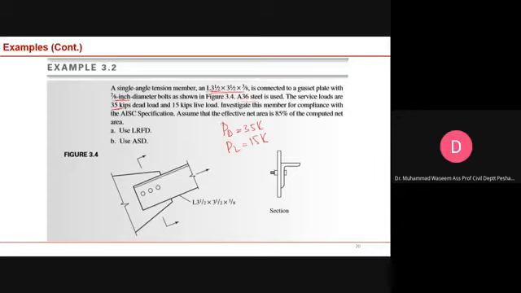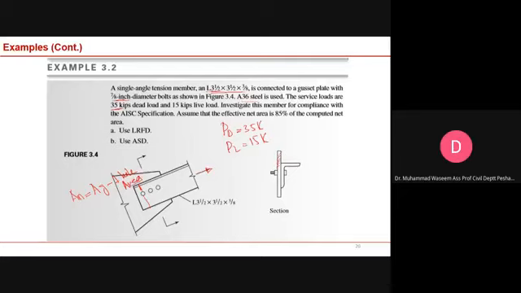Okay, now you can see that this member is connected to this gusset plate. This is a gusset plate, okay, and the load is applied in this direction. And once you calculate the net area, it will cause fracture in this dimension. Once you calculate the net area, you have to subtract a single hole area out of the gross area, okay, one hole area.